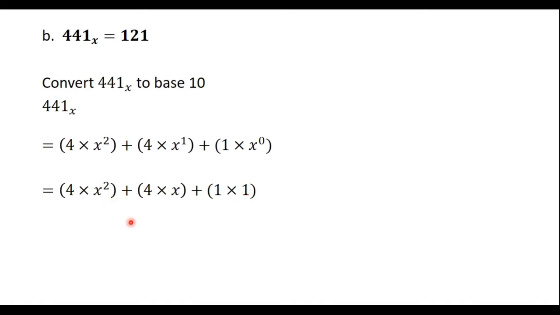4 times x squared will give us 4x squared, plus 4 times x will give us 4x, then plus 1 times 1 will give us 1. If you watch the video on indices, you will understand that 4x squared and 4x are not like terms, so we can't add them. So you leave this one like that: 4x squared plus 4x plus 1. So we have now converted this whole thing to base 10, and we are having 4x squared plus 4x plus 1. This is already in base 10, so it means that we can equate this and 121.